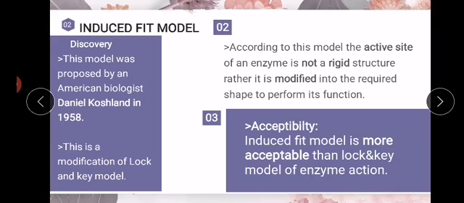the active site of an enzyme is not a rigid structure, rather it is modified into the required shape to perform its function. This shows that the substrate has a fixed shape, but the active site does not have a fixed or rigid structure that cannot be changed. It can be molded. It is not a rigid structure, so it can be molded into the shape to perform its function.